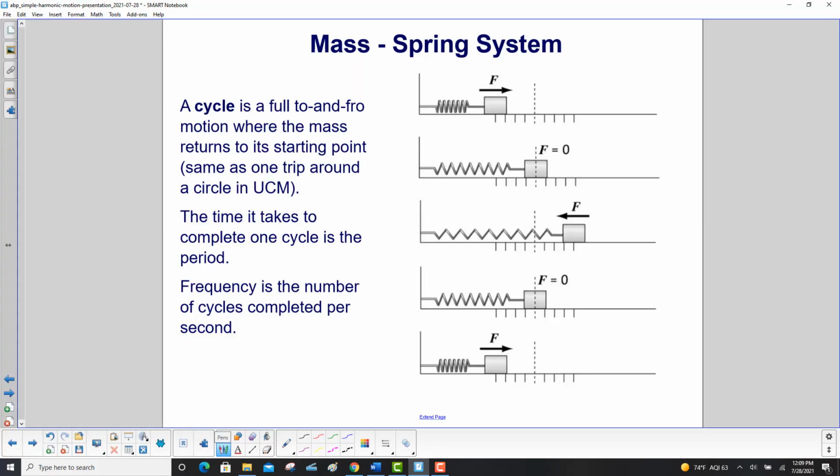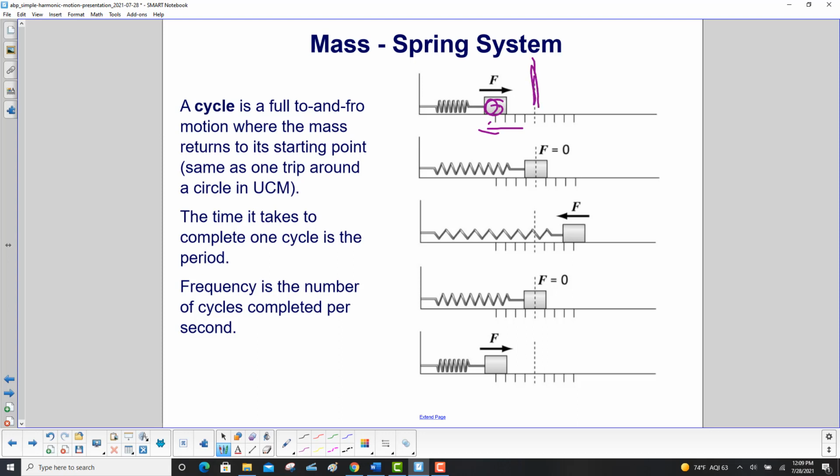A cycle is a full to and fro motion where the mass returns to its starting point, same as one trip around the circle in UCM. So let's look at these pictures here. This box here was pushed in. It started at this little dashed line here. That's the equilibrium point. We'll get to that.